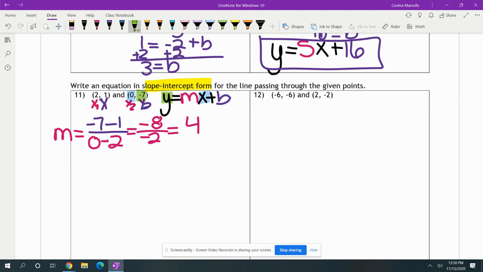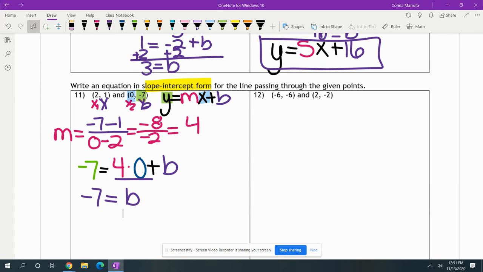So I'm going to go ahead and write it. So -7 equals, we know that our slope is 4. We just figured that out. Times the x, which is 0. And then plus b. We don't know what b is. That's what we're trying to figure out. Well, 4 times 0 gives you 0. So -7 is equal to b.